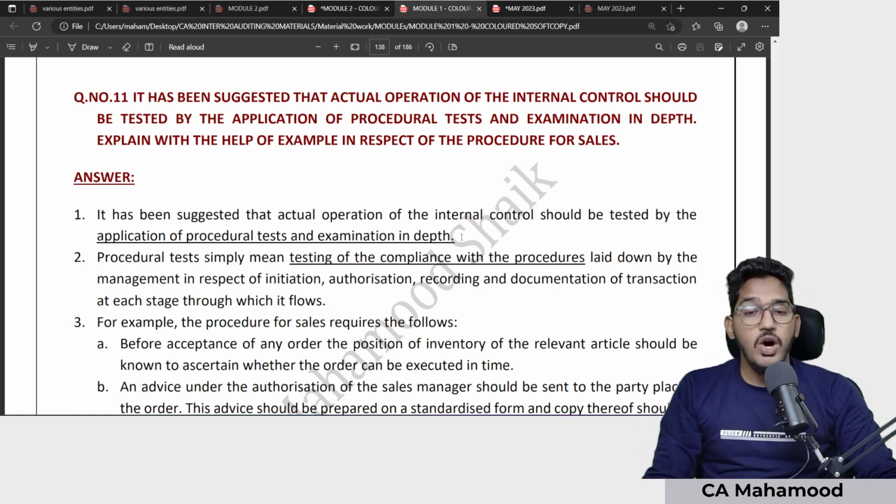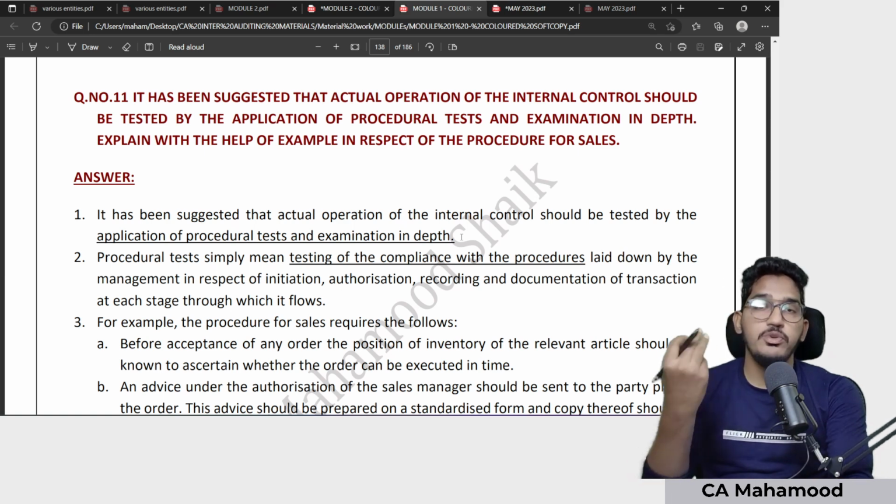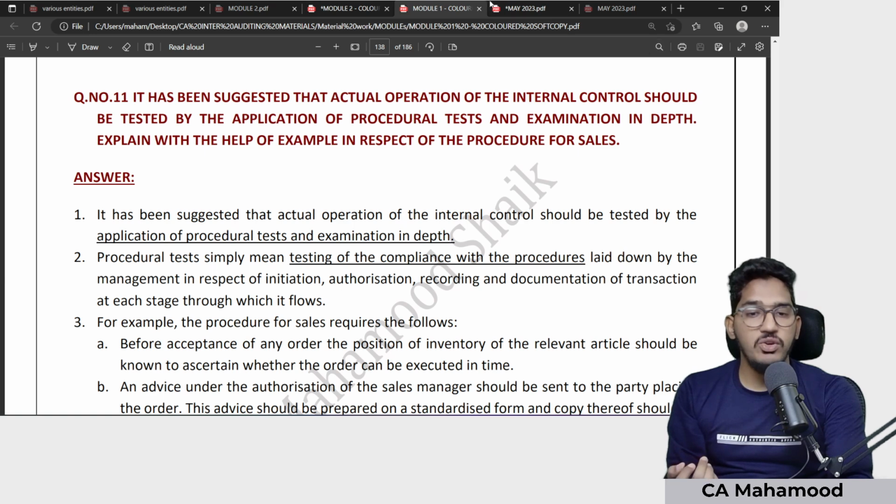Very simple. Whatever procedures are laid down by the management, checking whether those procedures are complied with or not, that is only procedural test. Now they are asking you to give an example for procedure of sales. What procedure will be followed for sales?